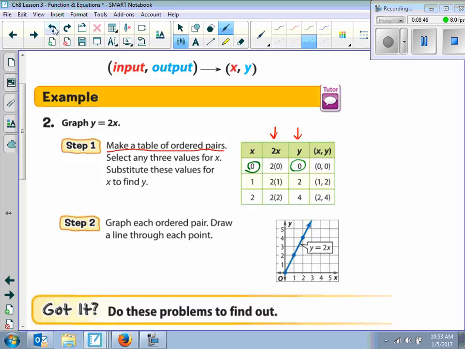So now you can see x comma y. What's my first ordered pair? 0, 0. So when you graph that, that's right there. The next ordered pair is 1, 2. So there's 1, 2 right there. And then our last ordered pair is 2, 4, which is right there. And when you draw your line, when you connect the dots, you see that it is a straight line. So this is a linear function.